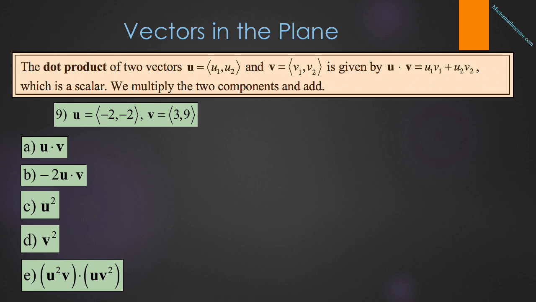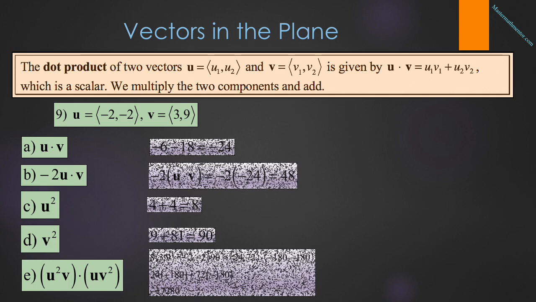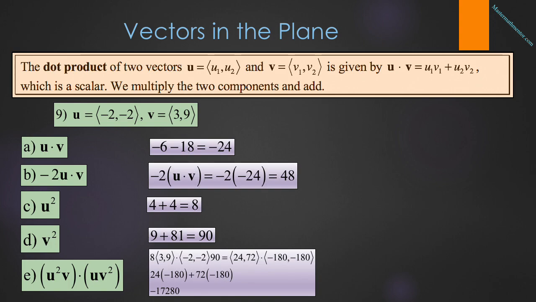So in number 9, we are given that u is equal to the vector -2, -2, and v is the vector 3, 9. And we would like to do 5 different calculations. In A, u dot v is -2 times 3 plus -2 times 9, which is -6 minus 18, which is -24. Note that we could have also done v dot u and gotten the same answer.